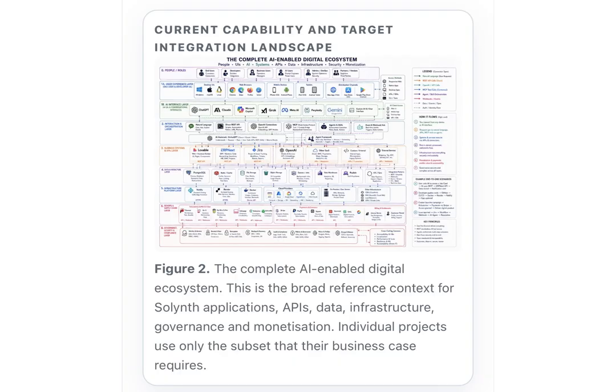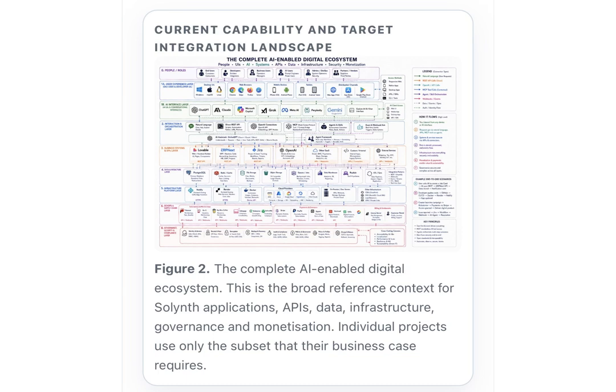The next diagram widens the lens to the full ecosystem. It maps the present technical vocabulary of the Solynth network across applications, interfaces, data, artificial intelligence, infrastructure, governance, and the ways the work might eventually be monetized. It is included to communicate breadth, and it carries an important caveat.